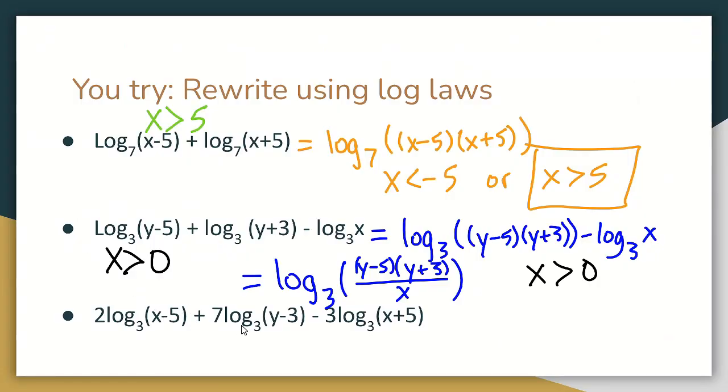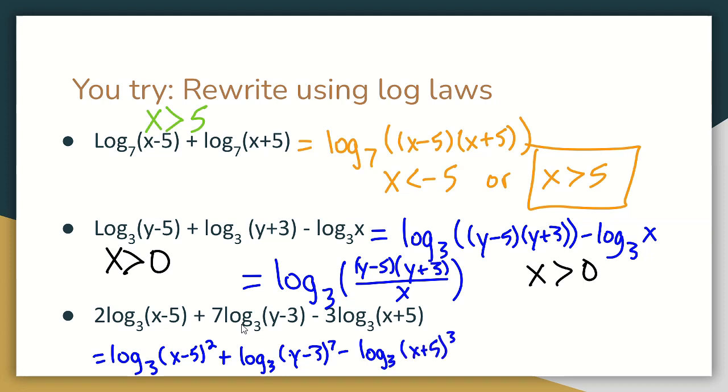And this last one, I'm going to go through it just because we don't have a lot of time left. Sorry about that. So we have log base 3 of the quantity x minus 5 squared. That 2 just becomes the exponent. Same with the 7 plus log base 3 of the quantity y minus 3 to the 7th minus log base 3 of the quantity x plus 5 to the 3rd.